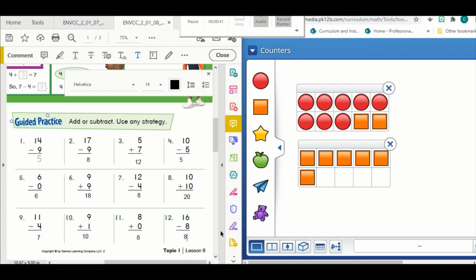And that is the guided practice for lesson 1-8. The idea here is that you can use any strategy you want to. The strategies that I used were the ones where I could make an easy 10 out of one of those numbers. So that's what I try to do most of the time. Easy 10s.